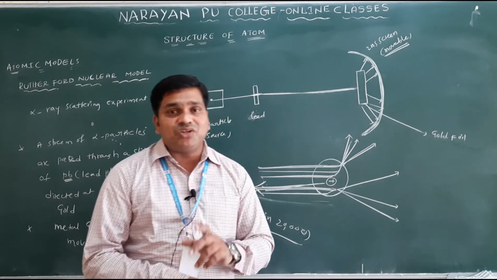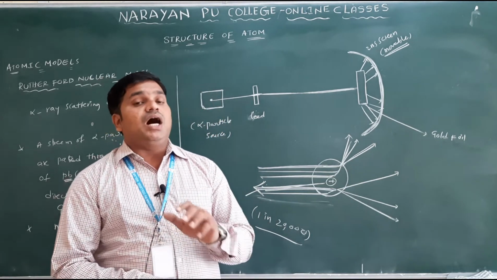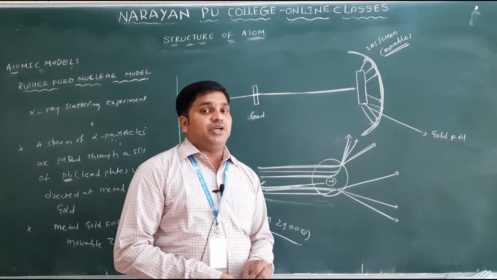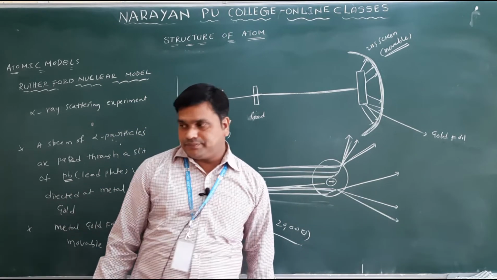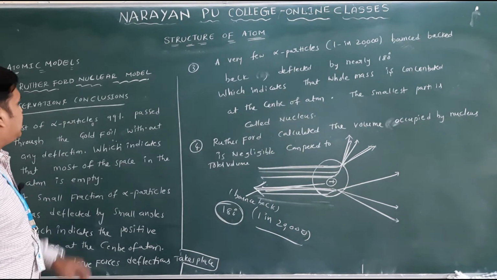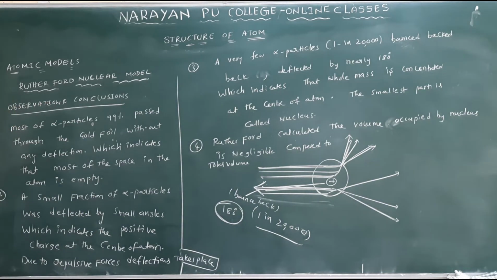So these are the observations and conclusions from the alpha ray scattering experiment of the Rutherford model. You can see that observations and conclusions are the first point.